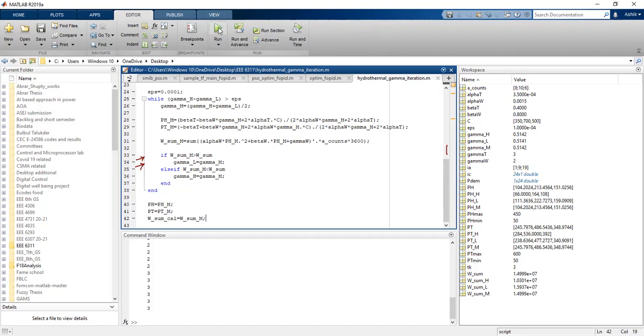So now if we simply run it, you can see W sum M is 1.4999, almost exactly balanced by W sum. So this is how you conduct the gamma iteration algorithm.